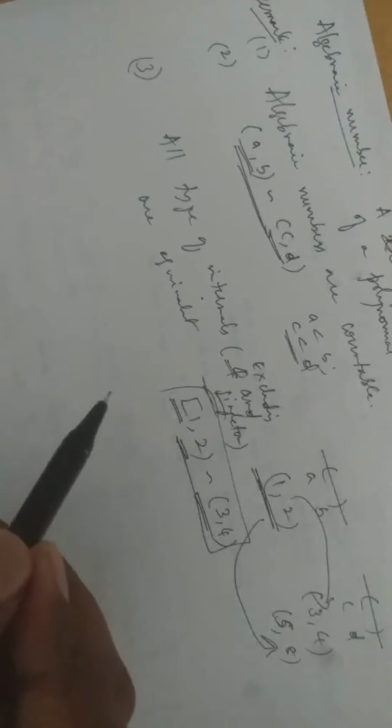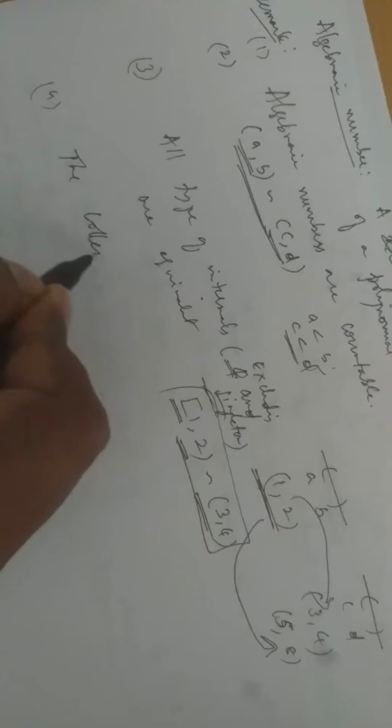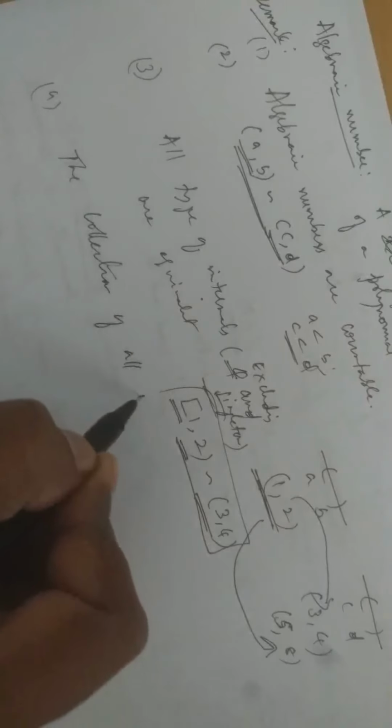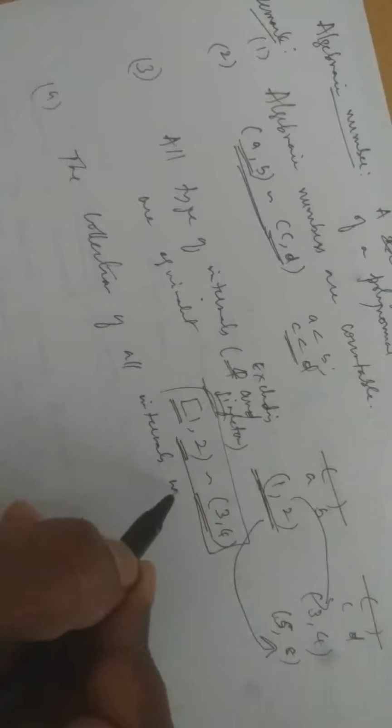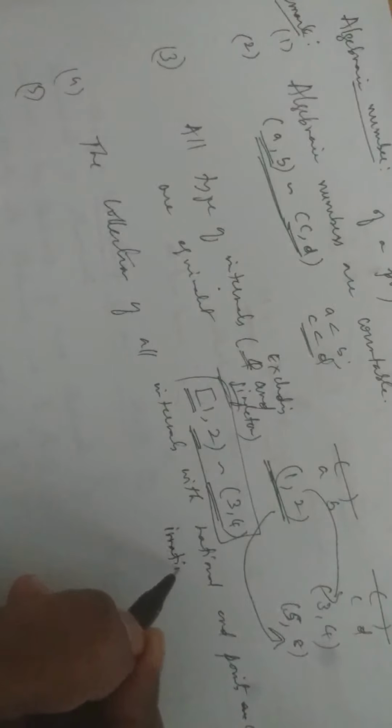Then the collection of all intervals with rational endpoints is countable. Similarly, the next remark is that the collection of all intervals with irrational endpoints is uncountable. Is it clear?